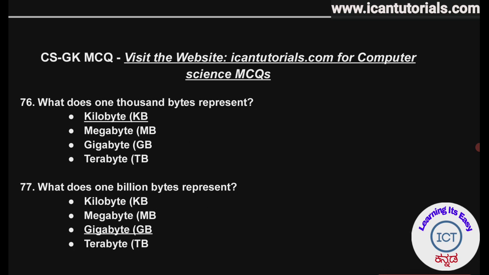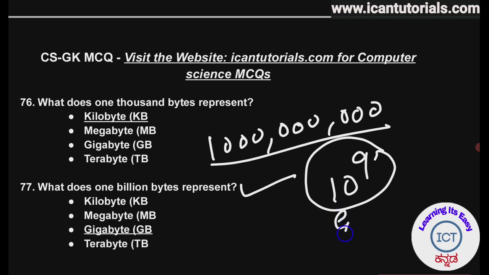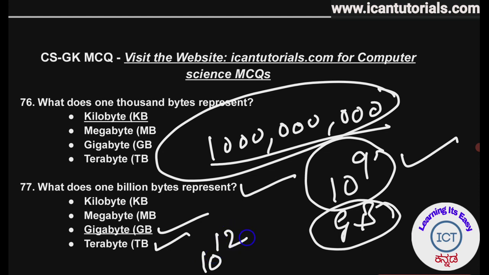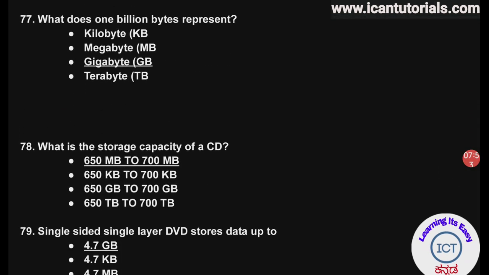And the next question is, what does 1 billion represent? 1 billion bytes means 1 followed by 9 zeros, that is 10 to the power of 9. 10 to the power of 9 means it will be gigabyte, right? And the answer is gigabyte. In the same way, terabyte means 10 to the power of 12, 1 followed by 12 zeros, it is called the terabyte.